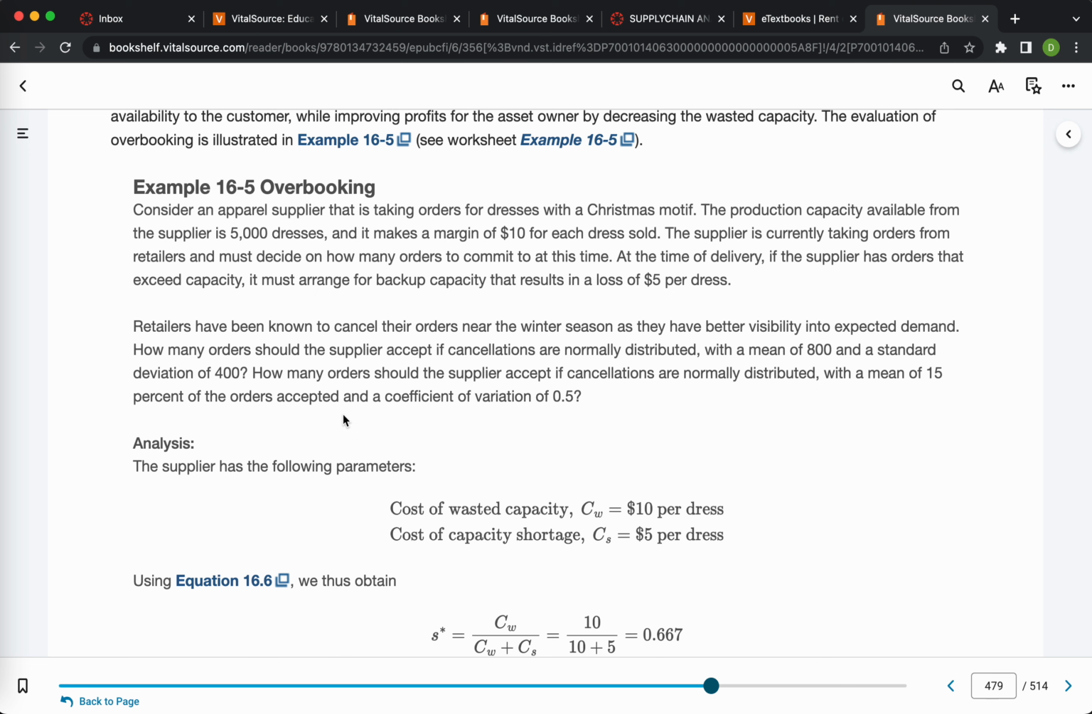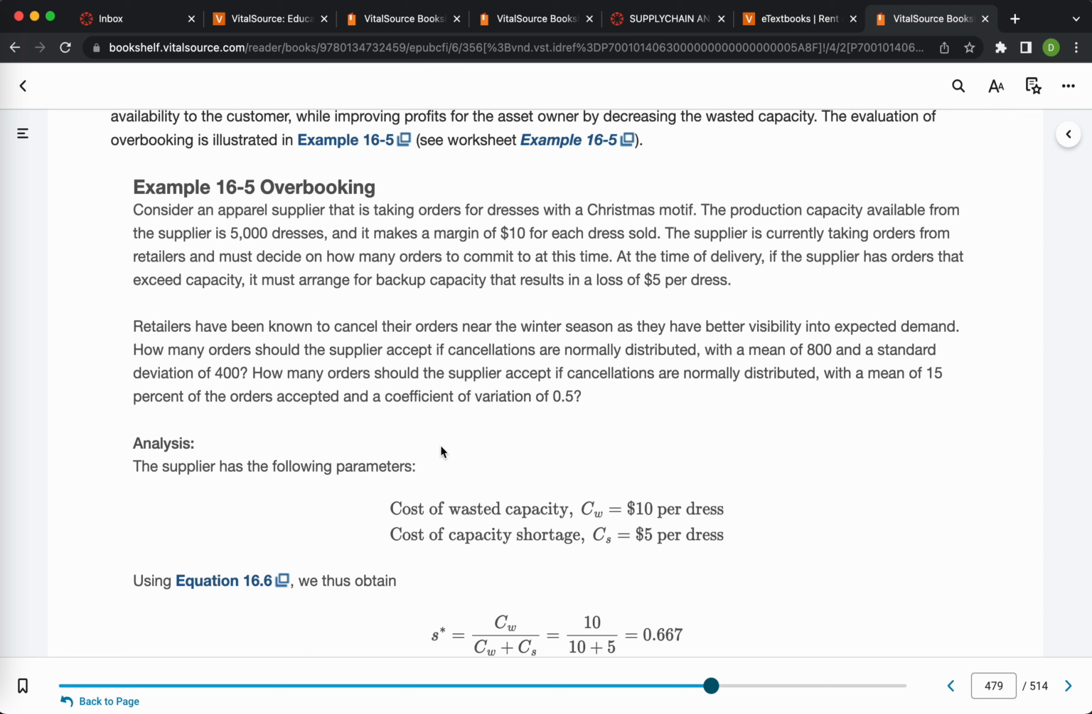If we know the normal distribution in a very simple way, just like this, with a mean of 800 and a standard deviation of 400, the calculation is very straightforward. But if the distribution is given to you this way, how many orders should the supplier accept if cancellations are normally distributed with a mean of 15% of the orders accepted, and the coefficient of variation is 0.5? So you're saying that about 15% of the orders are going to be cancelled. It's a very common way of figuring out how many cancellations you have, what percentage of the orders are going to get cancelled.